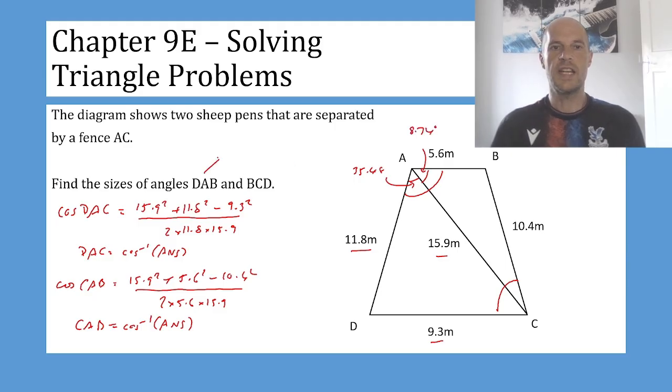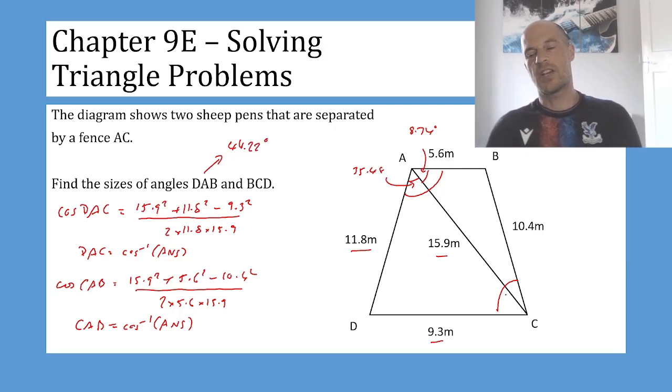Okay, therefore DAB is going to be these two values added together. So 35.48 plus 8.74, I'm going to get 44.22 degrees.